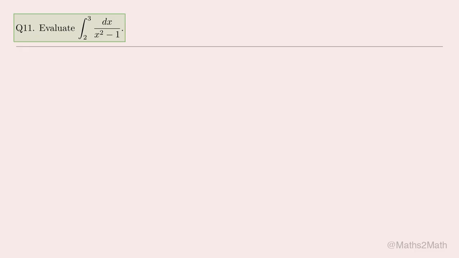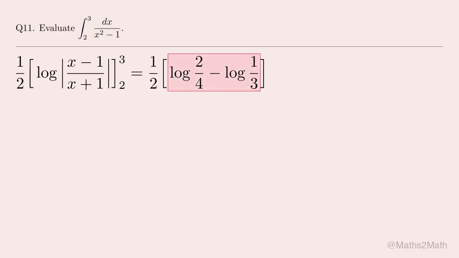Question 11. The symmetric log formula between 2 and 3. 2 log ratios subtract. The antiderivative is half the log of x minus 1 over x plus 1. The ratios combine to 3 halves.